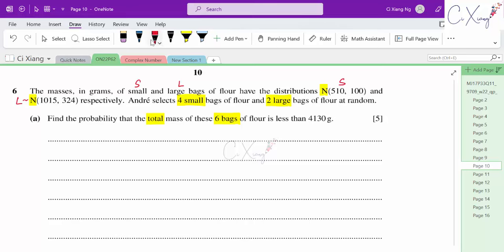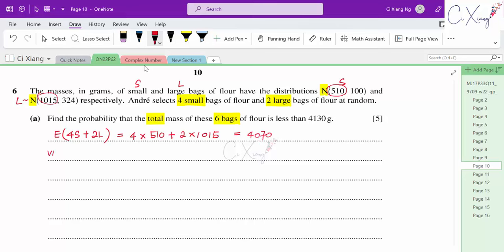Okay, so the keyword is total. Before we find the probability for this random variable, you need to know the mean and also the variance for this random variable first. To calculate the total, it means I'm having 4S plus 2L. So first of all, I need to calculate the mean for 4S and also 2L. To get the mean, it will be 4 times the mean of S, which is 510, plus 2 times the mean of L. So this is the mean of L, 2 times 1015. And the mean for the total will be 4070.